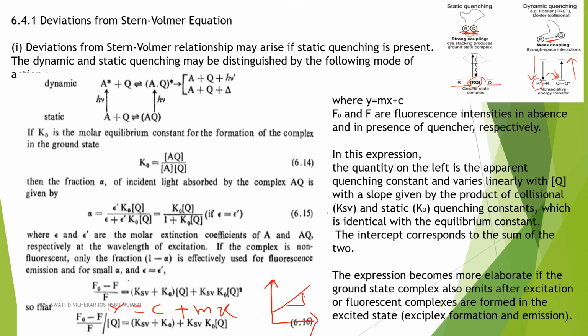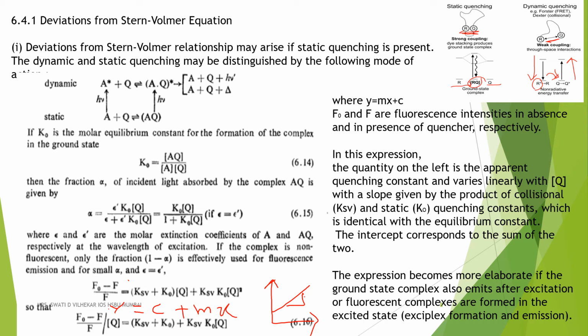Firstly, before plotting the graph, here this is Q and this is Q square. So taking the common factor Q out and moving it to the left-hand side, the quantities that remain are the sum KSV plus K naught and the product of KSV and K naught times Q. Now if we plot a graph of (F naught minus F) divided by F, divided by Q, it is called the quenching constant. It varies linearly with the concentration of Q.